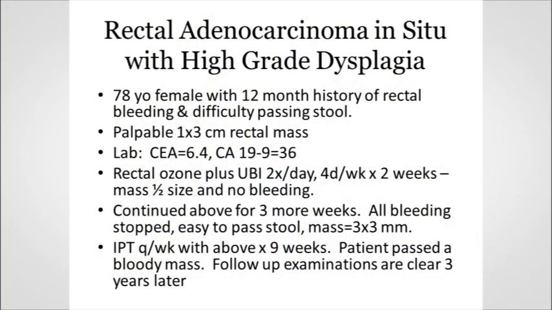Rectal adenoma carcinoma in situ with high-grade dysplasia, a 78-year-old female with a 12-month history of rectal bleeding and difficulty passing stools, has a 3-centimeter rectal mass, CEA slightly up, CA 19-9 slightly up. Give her rectal ozone plus ultraviolet light 2 times a day, and we do that 4 days a week for 2 weeks. The mass is half size, the bleeding is stopped. This is typical. Now, I might not cure this patient, but this is typical.